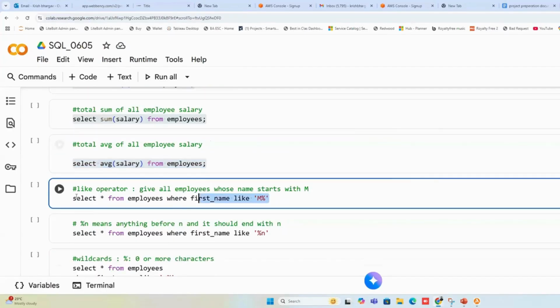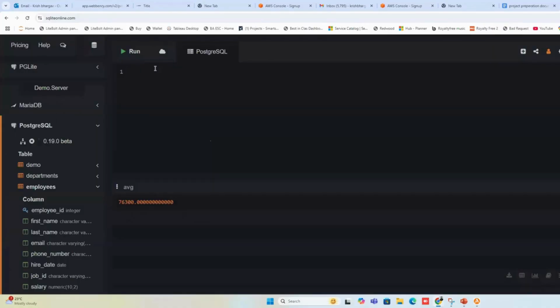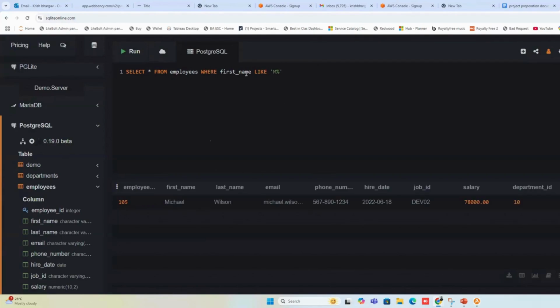Then we have LIKE operators. Now, what is this? You remember regex, something like regex. SELECT * FROM employees WHERE first_name LIKE 'M%'. M percentage means it starts from M. In regex, we use the hat symbol. Here we use percentage, which means give me everyone's name who starts from M.